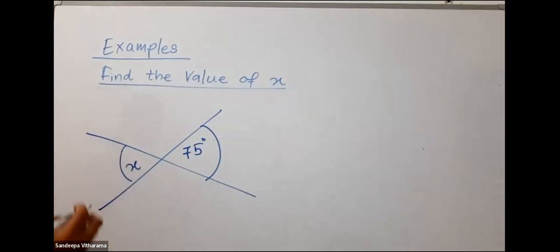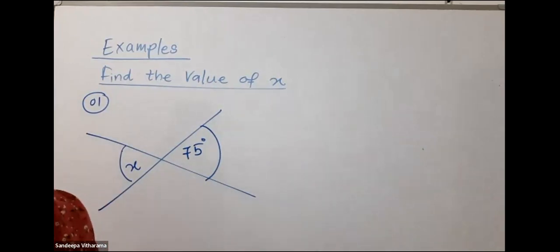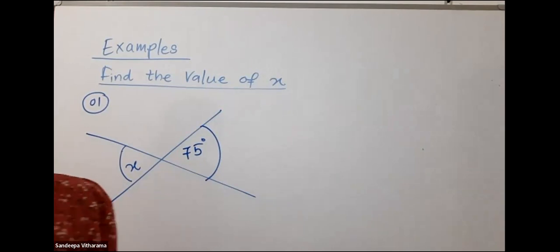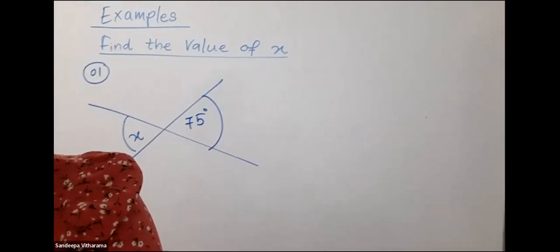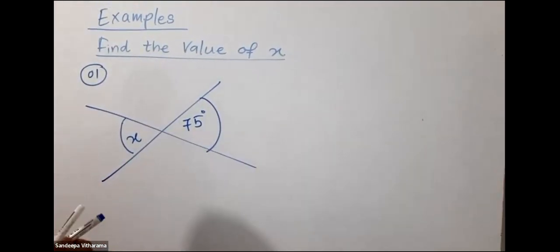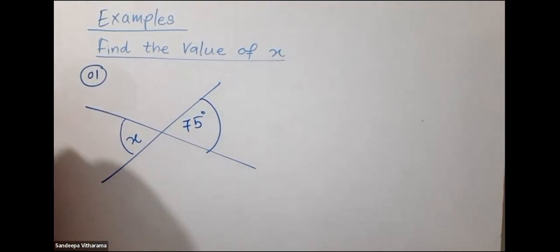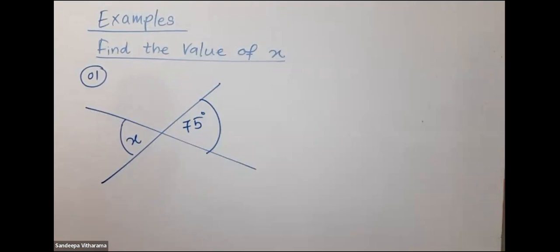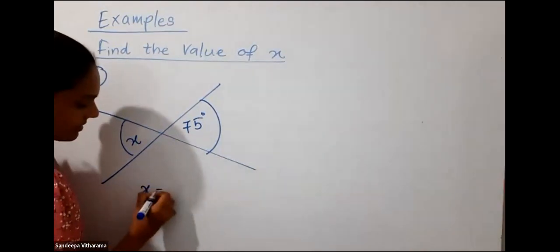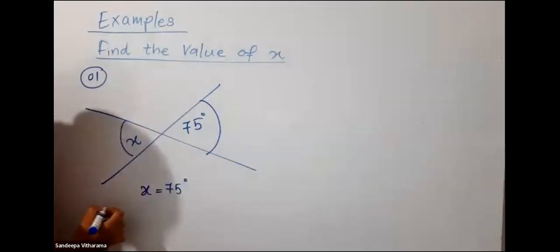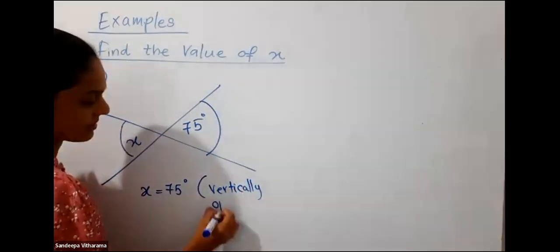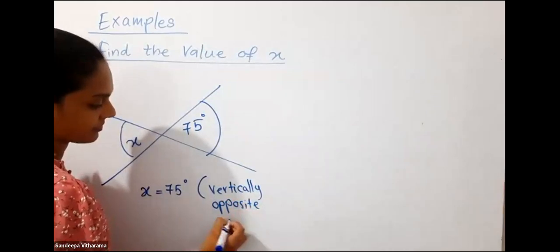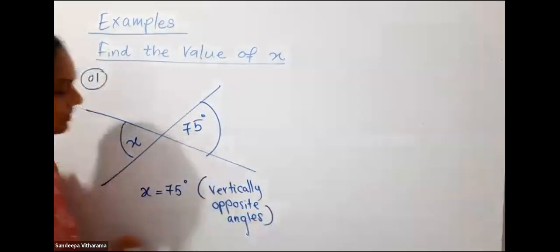Okay, tell me what is the value of x according to the given figure? Yes. The value of x is equal to 75 degrees. x is equal to 75 degrees. Reason is vertically opposite angles. No? Vertically opposite angles.